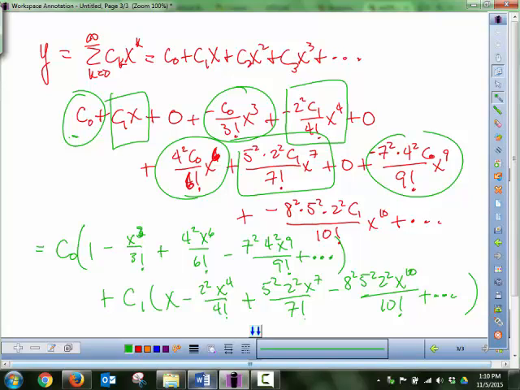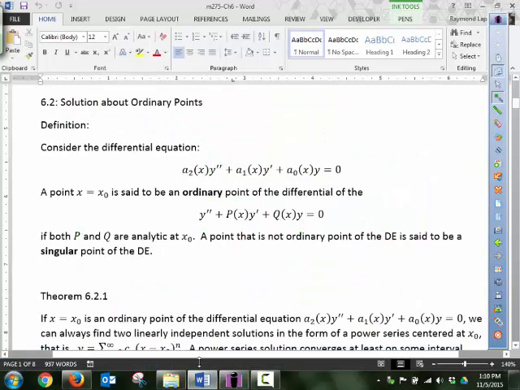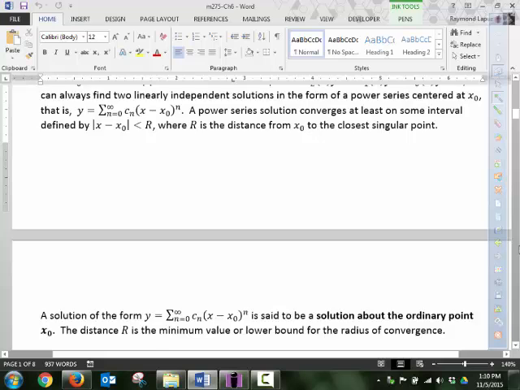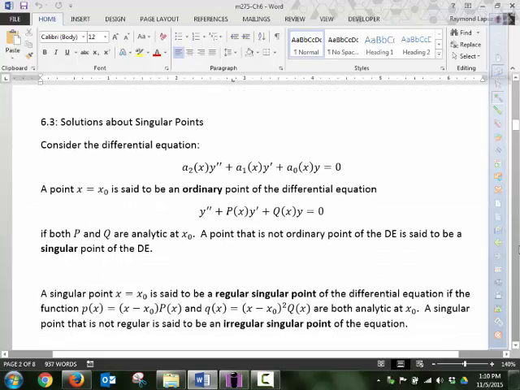All right, after tackling this whole idea of an ordinary point, we're going to tackle the idea of a singular point.